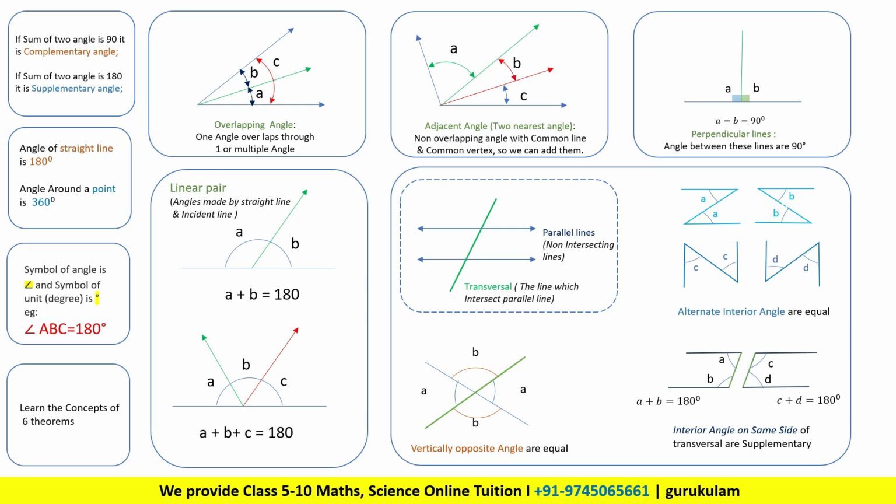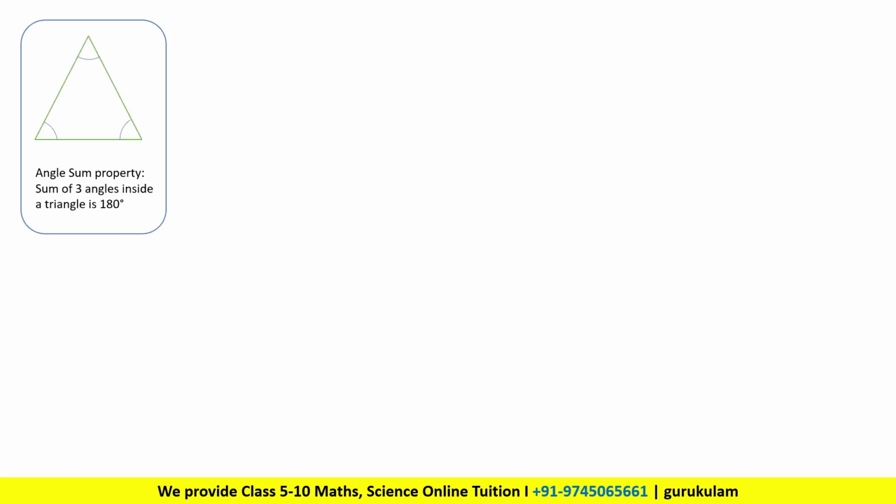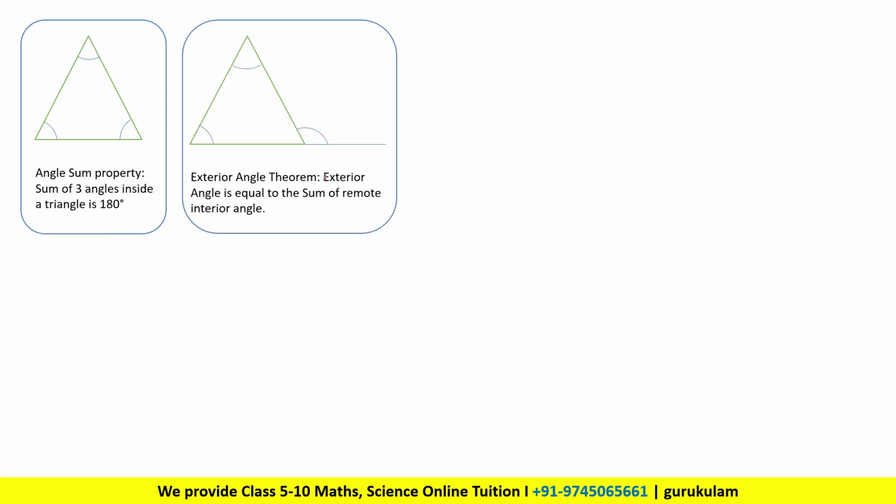This is the basic concept which you need to do almost all the problems, and there are a few more additional things you have to learn. First is the angle sum property of a triangle, which means if you add these three angles, the sum will be what? 180 degrees.